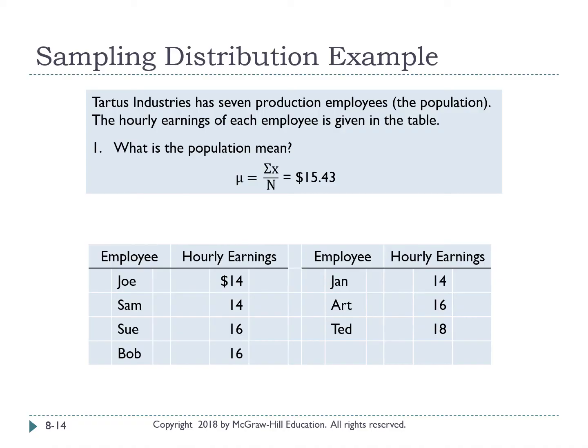The first question: what is the population mean, or what is the mu? So the summation of all your observations, 14 plus 14 and so on until all the observations, divided by 7, you should get the value of 15.43. So you have to remember your mu is actually equal to 15.43.